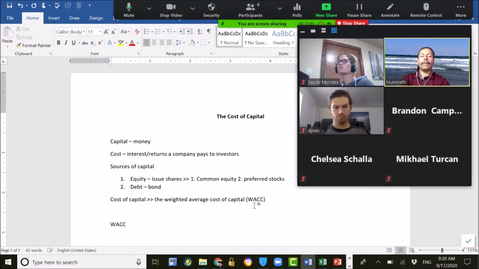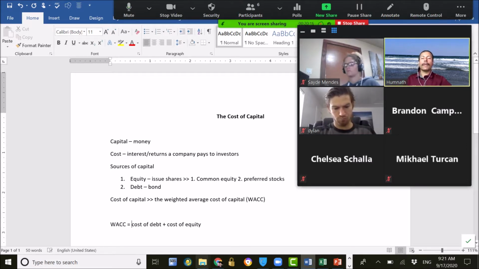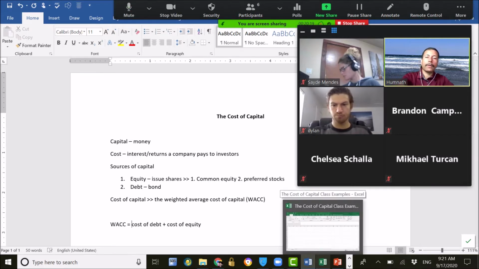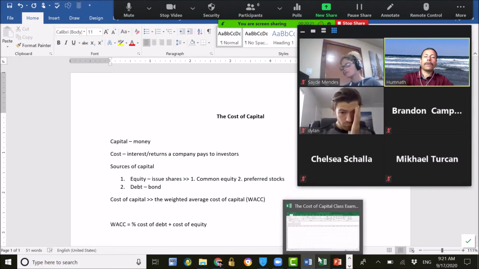for any company, we're going to start with the first component. I can start with debt or I can start with equity. Let me start with cost of debt, plus cost of equity. This one I'm going to include as a percentage cost of debt.